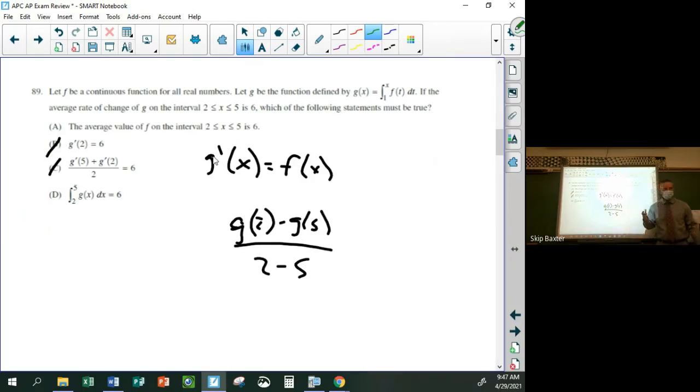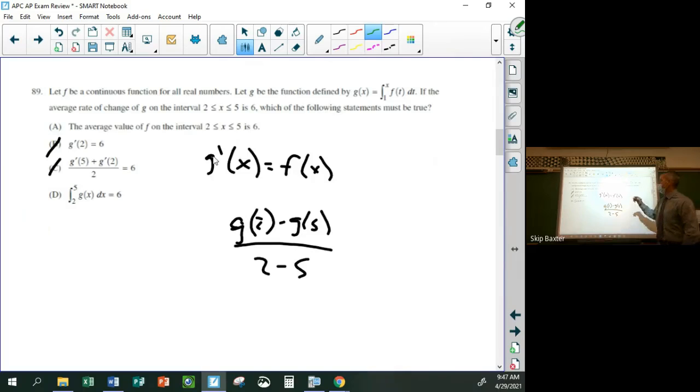Just in words, it kind of makes sense if the average rate of change of G over an interval is the same thing as the average value of the rate of change. That makes sense, right? And the average value of the rate of change would be the average value of G prime, which is the average value of F. So just in words, that kind of makes sense. If we're just changing the order of two words, that's it. The average rate of change and the average value of the rate of change. They're the same thing.